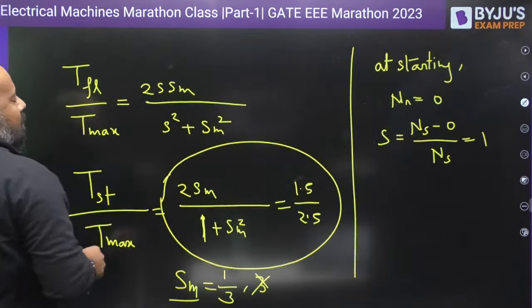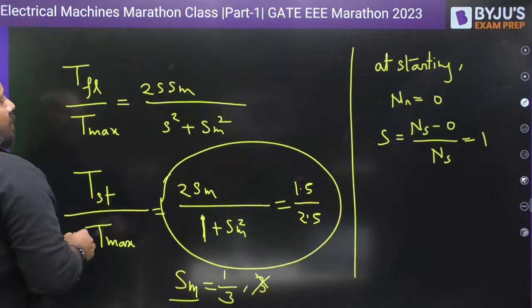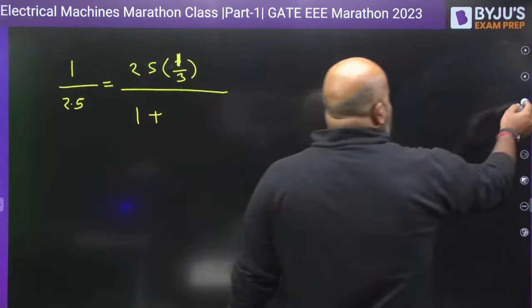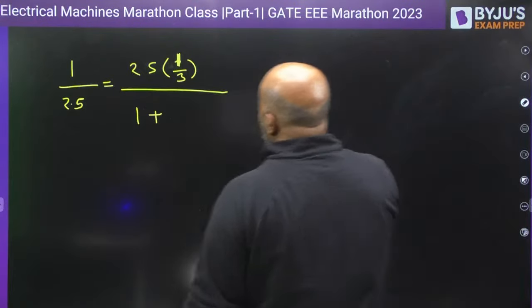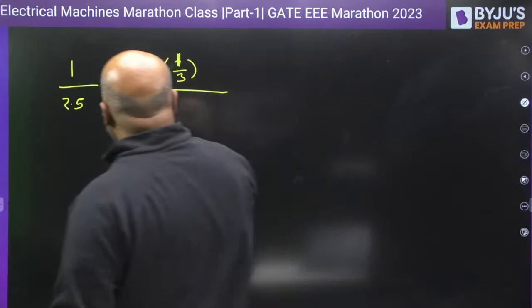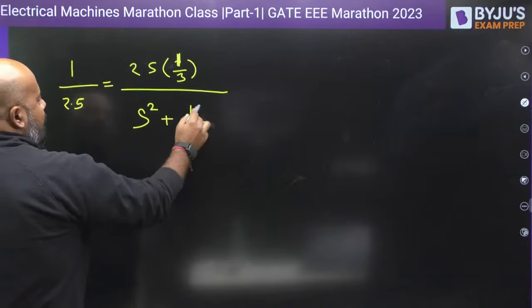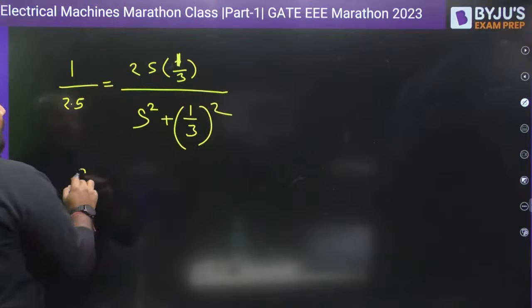Sorry, wrong. It is S upon S squared plus SM squared. What is S? You have to find S, with SM being 1 by 3, whole squared. You have to find the value of S.